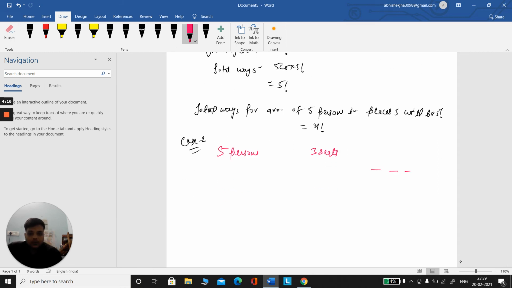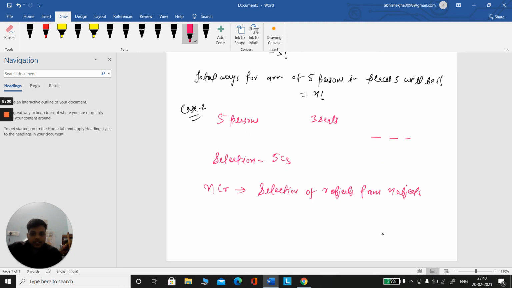First of all we have to do selection. We have to use a similar formula here. So selection will be 5C3 because we have to select 3. Again I'm repeating, the formula nCr basically represents the selection of r objects from n objects. Here the value of n is 5. If we have to select 3 objects from 5 objects, the formula will be 5C3. So selection will be 5C3.